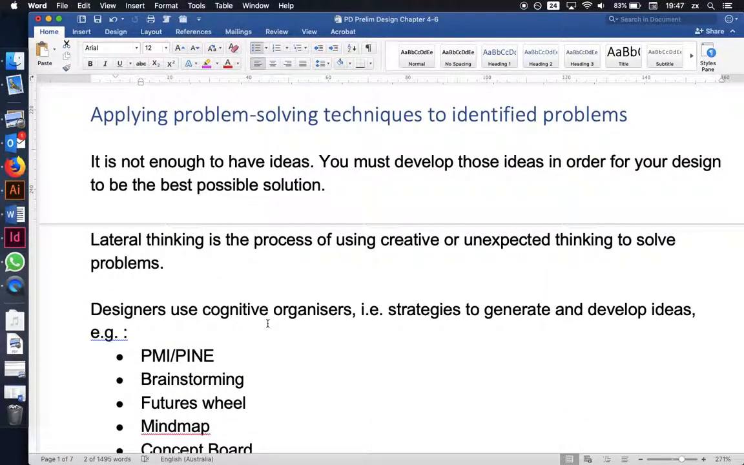Applying problem-solving techniques to identify problems. It is not enough to have ideas. You must develop those ideas in order for your design to be the best possible solution.